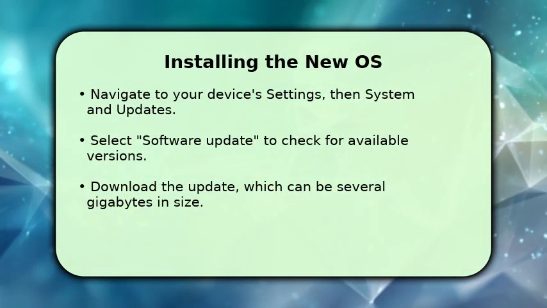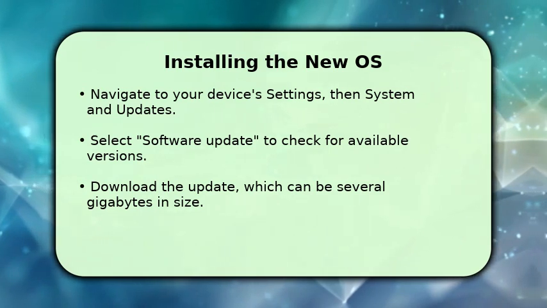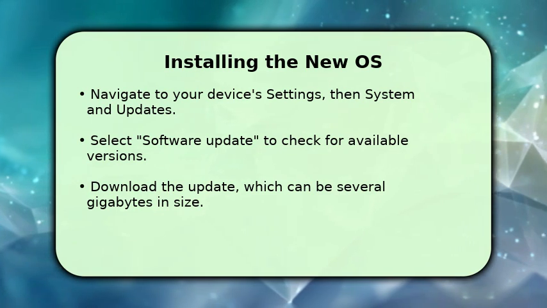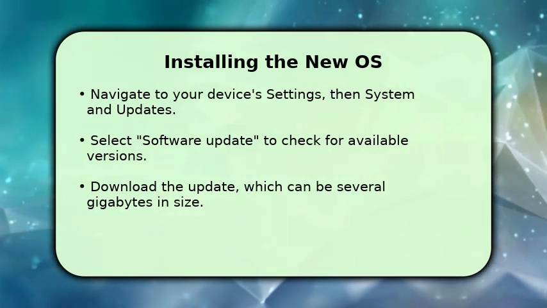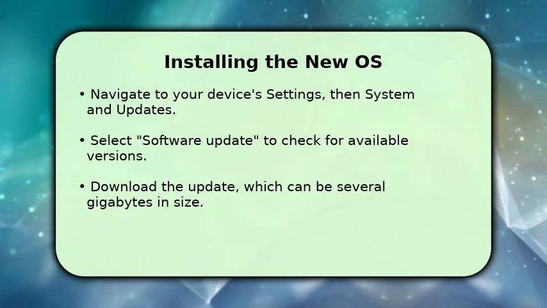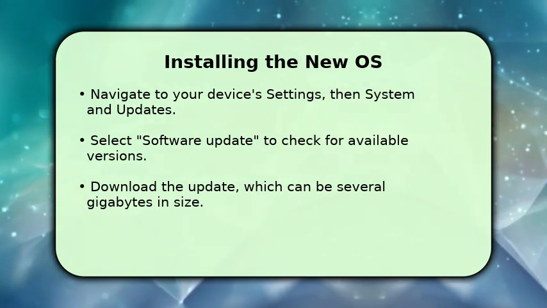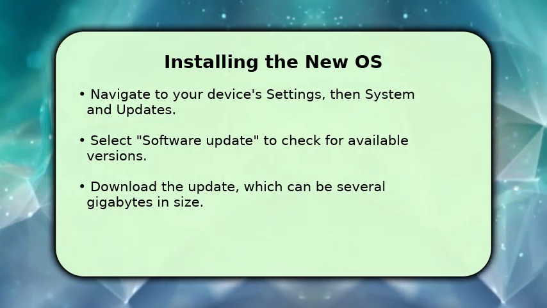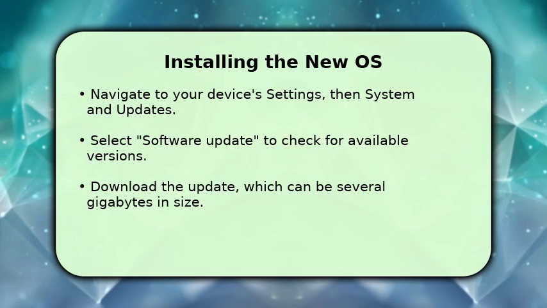Open your phone settings application. Scroll down and tap on System and Updates. From there, select Software Update. Your device will then check for available updates. If Oxygen OS 15 is ready for your OnePlus 12R, you will see a notification. Tap to download and install the update. Remember, it might be around 4 gigabytes or more.